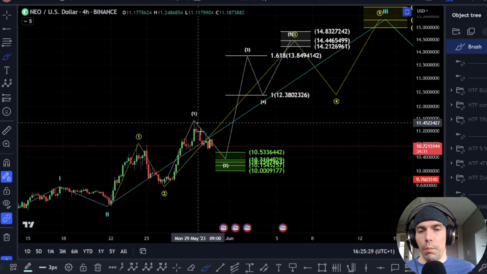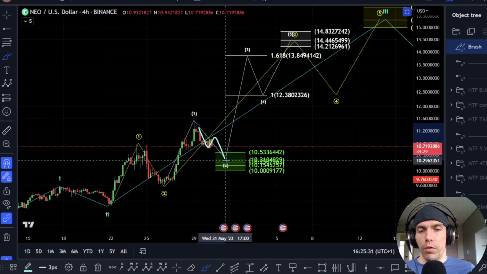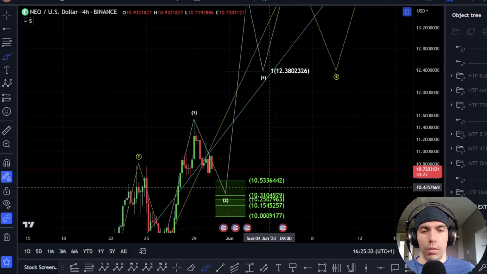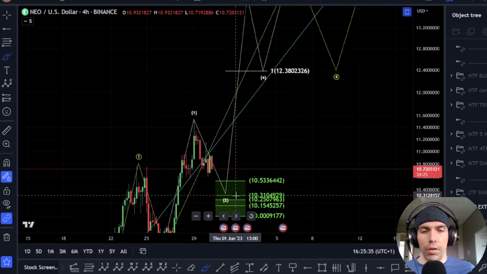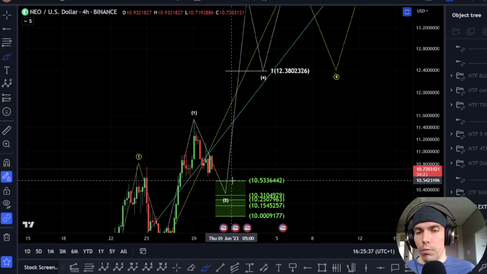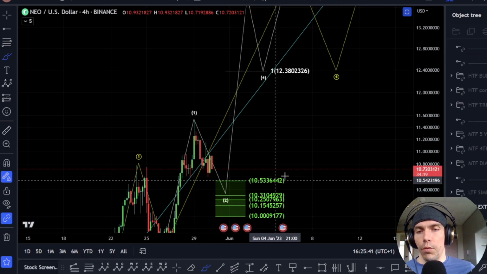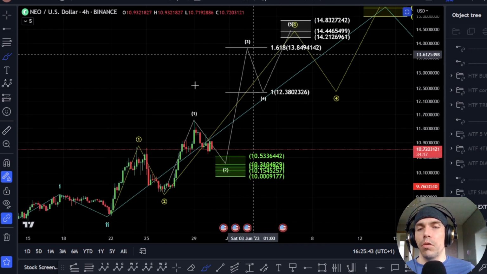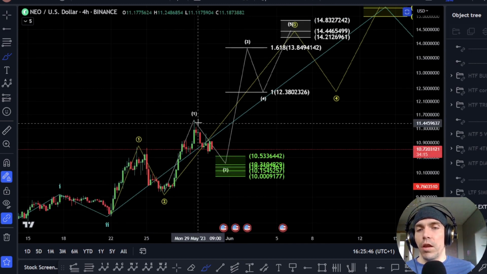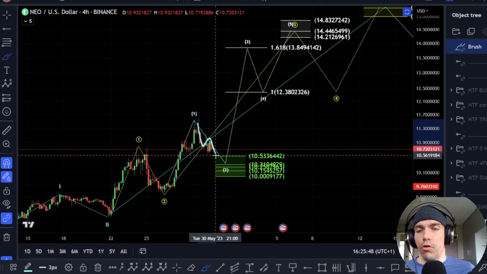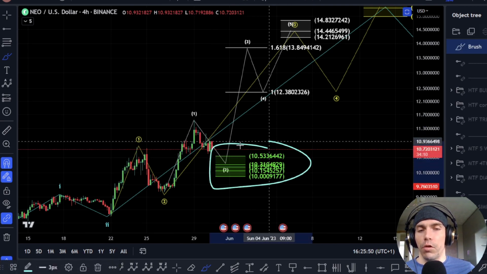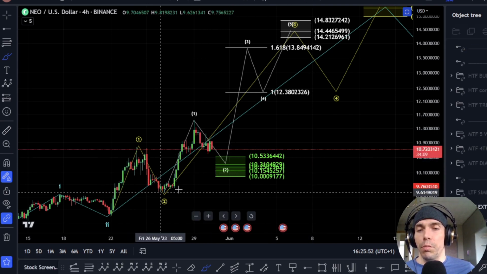If we do maintain this and we get a smaller 3-wave structure down, potentially down to this 618 area, which would be this 1031, though really even this 50% would do here towards this 1053. The thing is, what we can get sometimes is when we have a wave that is extending, the corrections may be shallow and might not reach these lower targets that we typically look for. So we need to just be aware of that.